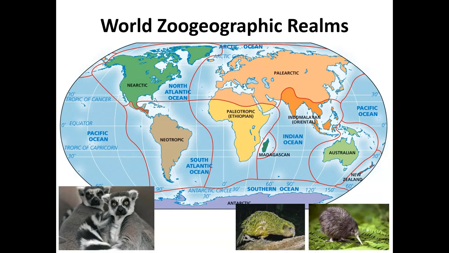Pictured here on the bottom left are ring-tailed lemurs. They are endemic to Madagascar. They don't live anywhere else. They're primates like monkeys, but they have fur, which is unusual for primates. On the bottom is a kakapo, a flightless bird in New Zealand. Again, New Zealand has no mammals other than bats, which is good because it has a lot of flightless birds that would be wiped out very quickly if predators got there. And on the bottom right is another picture of a kiwi. So again, New Zealand has very unusual flora and fauna, no mammals other than bats, and lots of flightless birds.